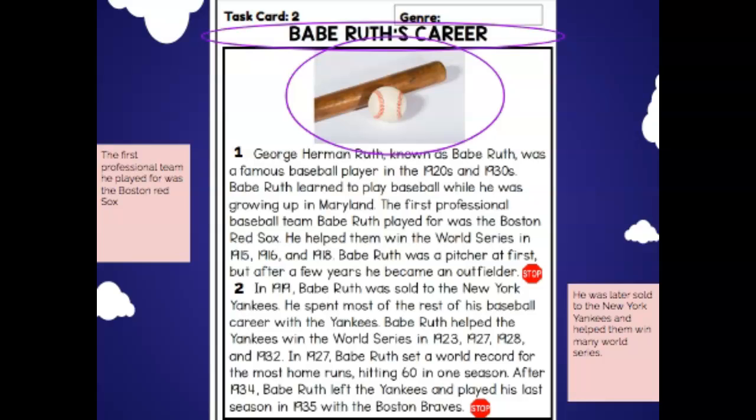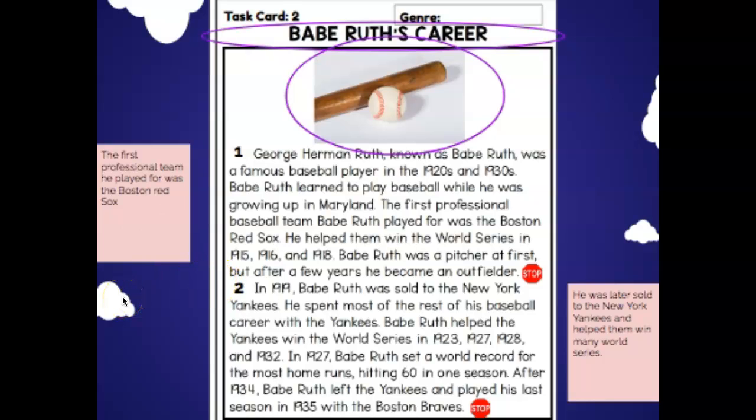He helped them in the World Series in 1915, 1916, and 1918. Babe Ruth was a pitcher at first, but after a few years he became an outfielder. So I'm going to stop and just jot a note on the side here. The first professional team he played for was the Boston Red Sox.